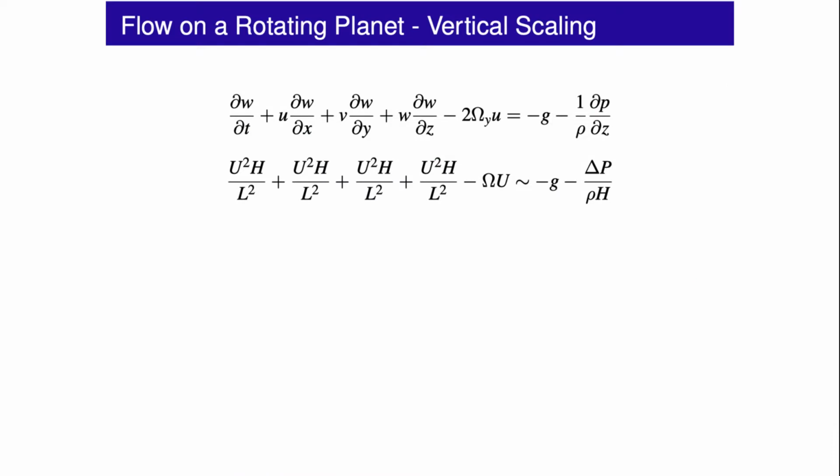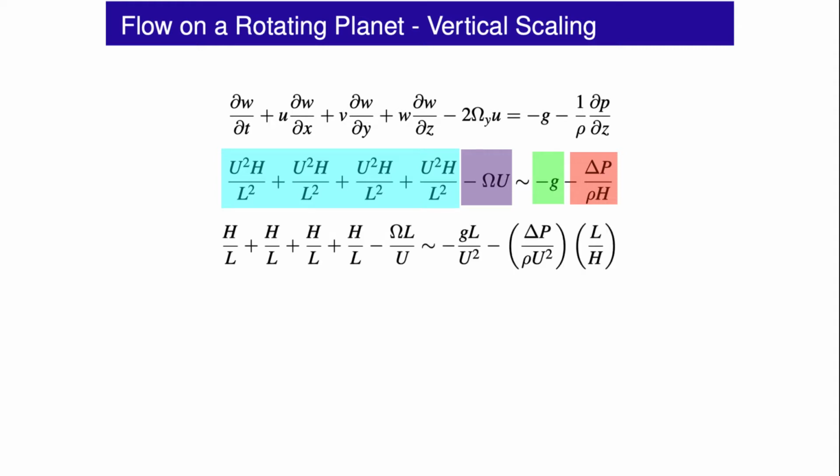Substituting these scalings into the vertical Euler equation returns a quad of U squared H on L squared terms and an omega U term on the left, and a gravity and pressure term on the right. We can non-dimensionalize by dividing through by U squared on L, giving a group of H on L sized terms and omega L on U on the left, and then non-dimensional gravity and pressure terms on the right.